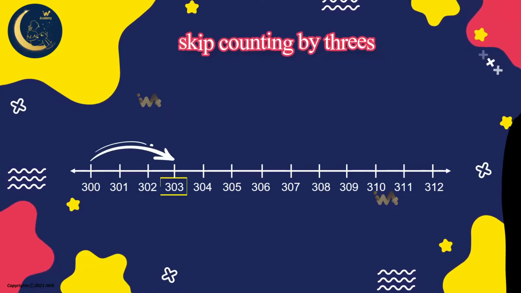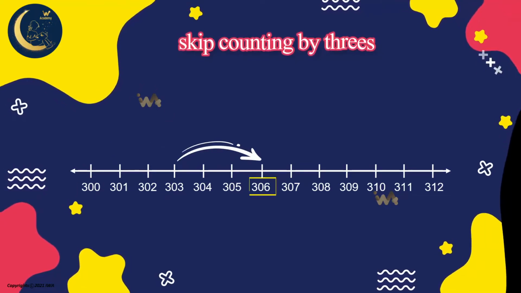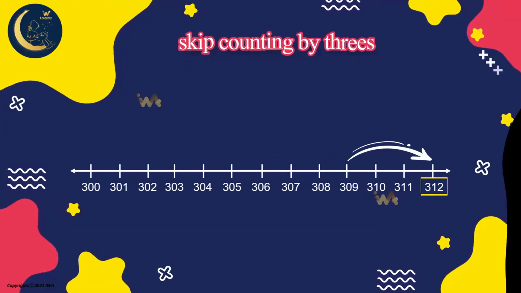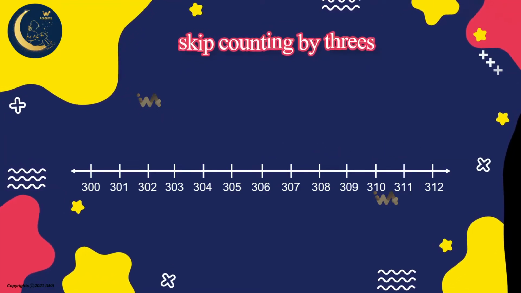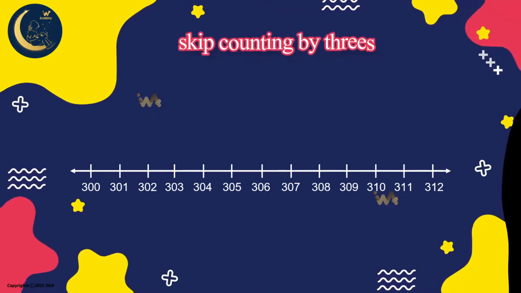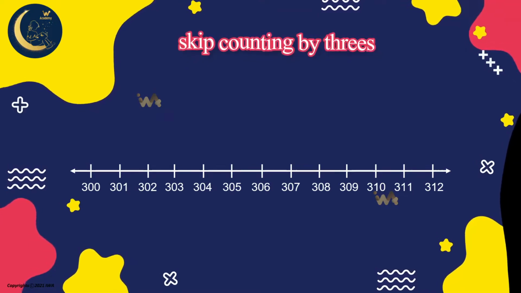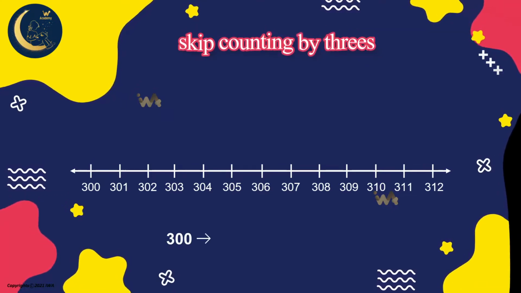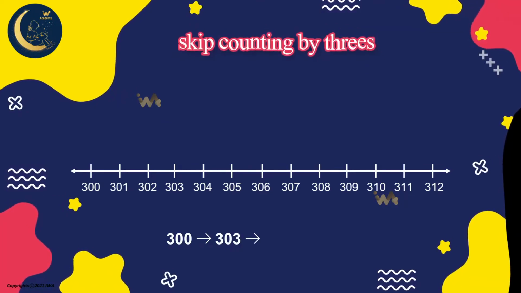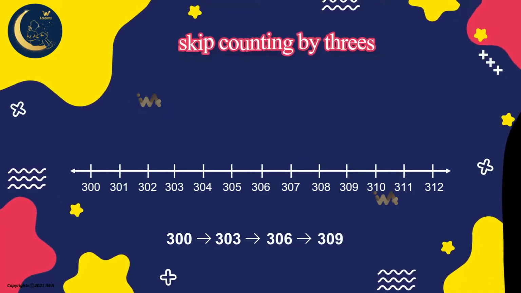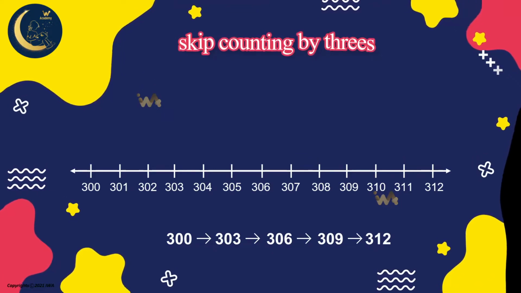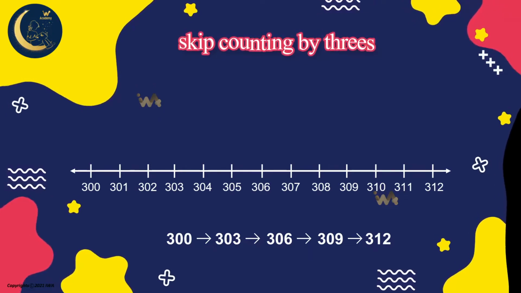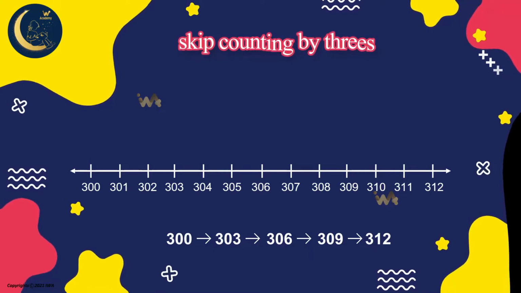300, 303, 306, 309, 312. Well done. When we are skip counting by three, we are jumping by 3 units on the number line. Let's write these numbers. 300, 303, 306, 309, 312. Have you noticed that we add 3 to each number to get to the next number?